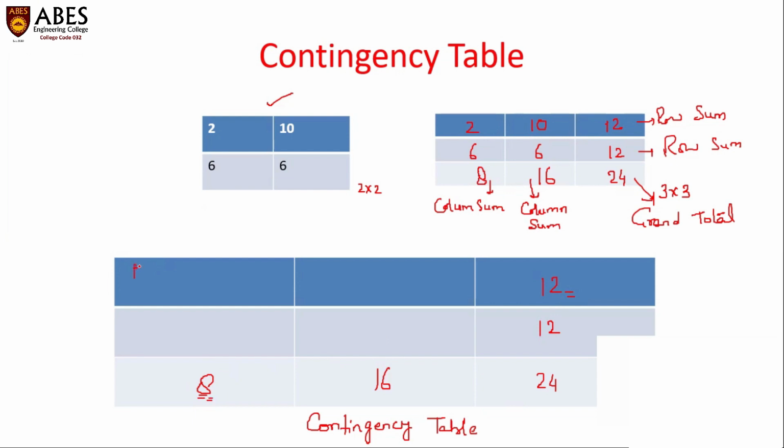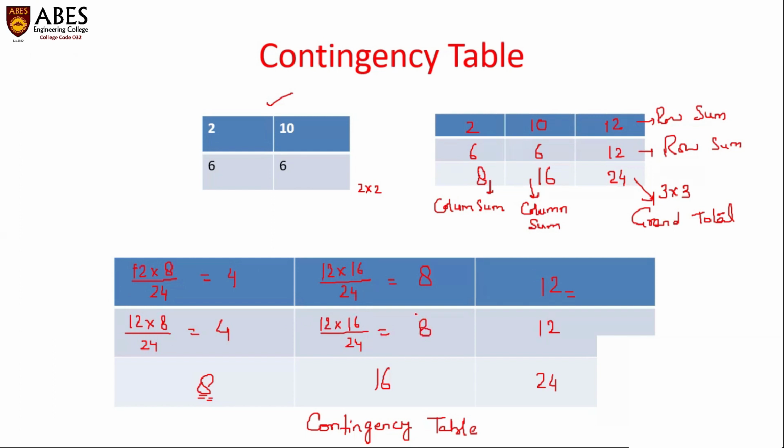So corresponding row sum into corresponding column sum divided by 24 equals 4 will be the entry for this cell. Next, for this corresponding row sum is 12, corresponding column sum is 16, divided by grand total, which is going to remain the same always. So this will be 8. Next is corresponding row sum into corresponding column sum divided by 24, that is 4, which by chance is the same as the previous cell. Okay? Next is 12 into 16 by 24 again, that is 8. Hence the new entries are 4, 8, 4, 8.